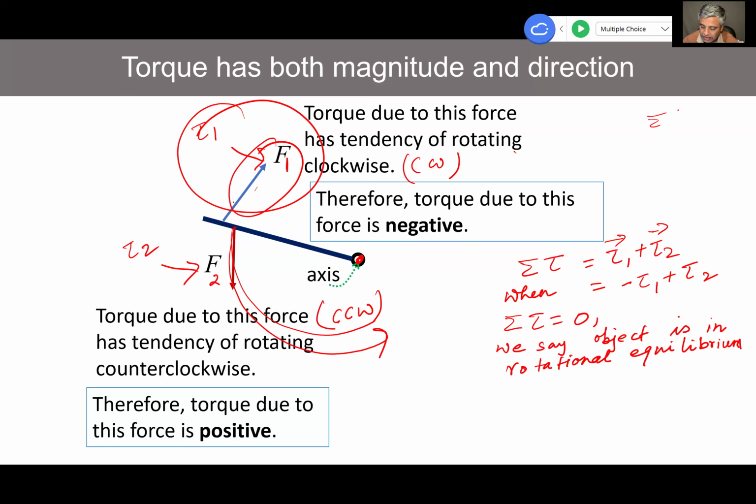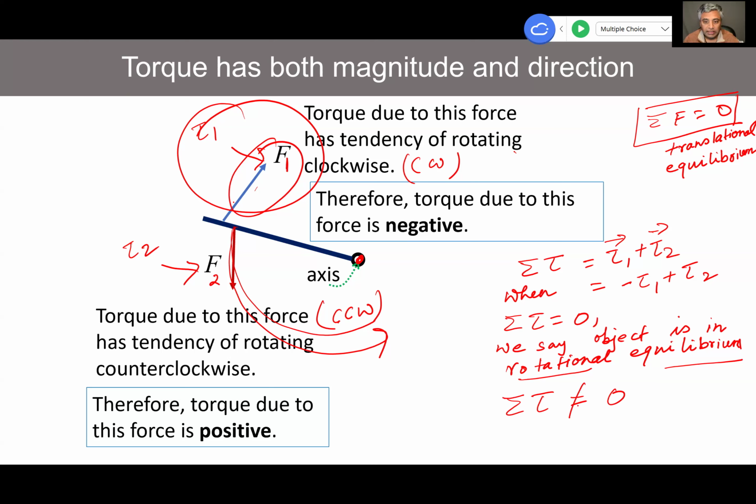Just like when net force is zero, we say the object is in equilibrium. So maybe now we need to be more specific. This kind of motion is called translational. If we are differentiating between rotational and translational, then it is translational equilibrium, and this is rotational equilibrium. If the object is not moving from one place to another and not spinning as well, that means it is in full equilibrium. That's called static equilibrium. We'll talk about that soon as well. But for now, that. But if net torque is not zero, then what happens?